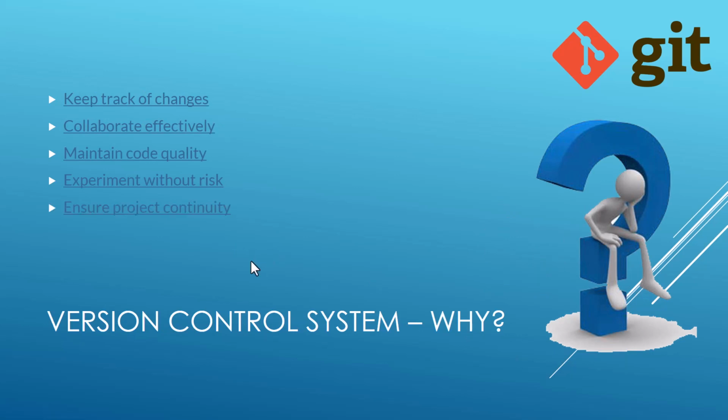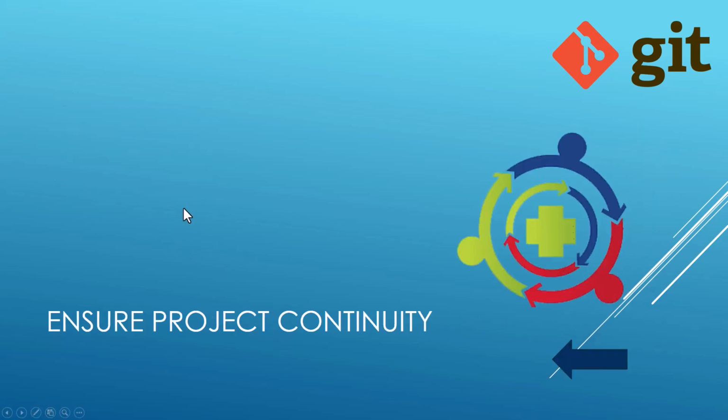Alright, how can we ensure the project continuity? So in this slide, we will be talking about the project continuity in detail. Version control helps ensure that a project can continue even if team members leave or are unavailable. The project history and files are stored in a central repository that can be accessed by other team members. Source versioning tools can help ensure project continuity by providing a complete history of changes made to the code base.